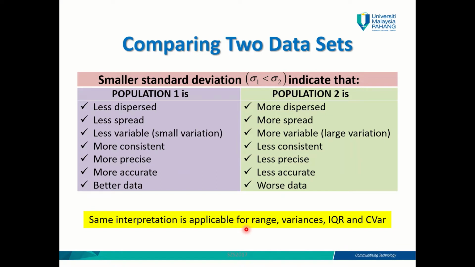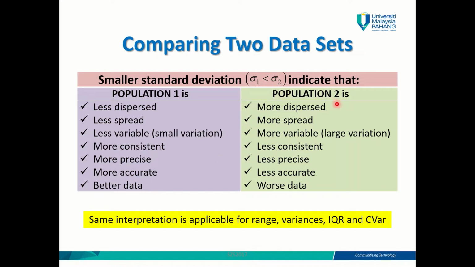Now let's imagine that you collected 2 sets of data from the whole population. You have 2 different populations, population 1 and population 2, and you collected your data from all the subjects in both populations. And then you calculated the standard deviation. Let's say the standard deviation of your first population is smaller than the second population. This indicates that your first population is less dispersed, less spread, less variable, more consistent, more precise, more accurate, and better data.